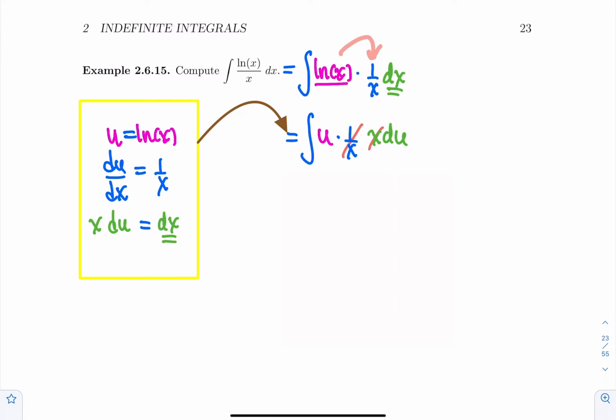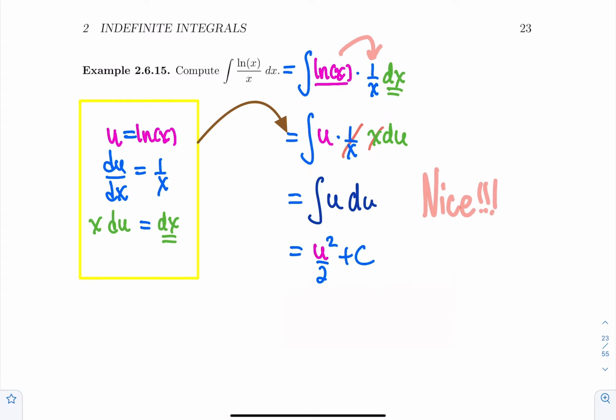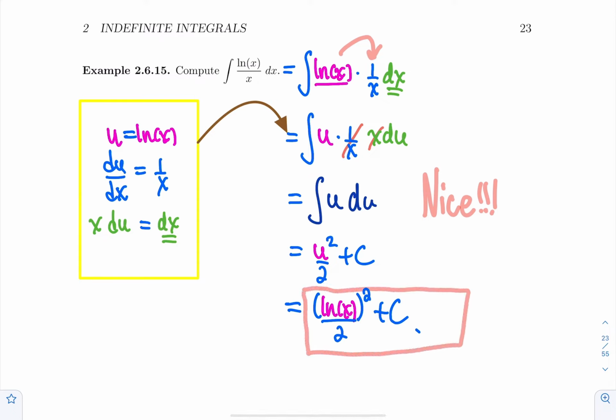And in this question, of course, everything simplifies perfectly. 1 over x times x cancels to 1. So you're down to simply having this pure integral, the integral of u du. Remember, the integral of u is u to the power 1, so you get u squared over 2 plus c using the power rule, where u is ln of x. So you get ln of x squared over 2 plus c. That's it. That's all for that example.